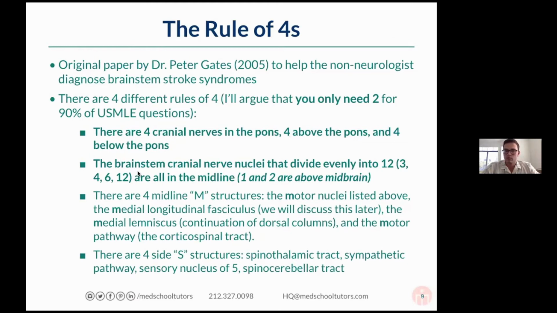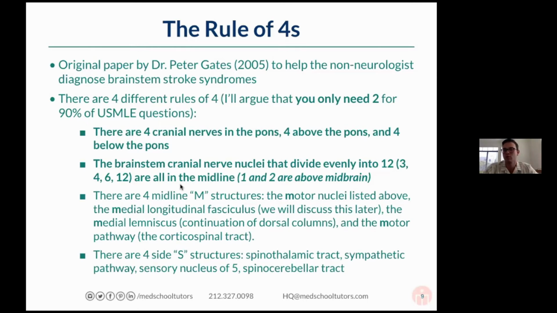The next most important rule to me is that the nuclei that divide evenly into 12 that are in the brainstem, right, so that excludes 1 and 2, are all going to be in the midline, right? So that's going to be 3, 4, 6, and 12. And I'm going to make the argument that you can get most all questions right just with those 2 rules.